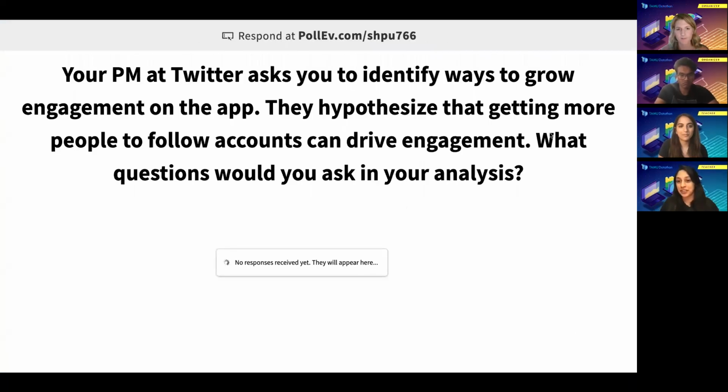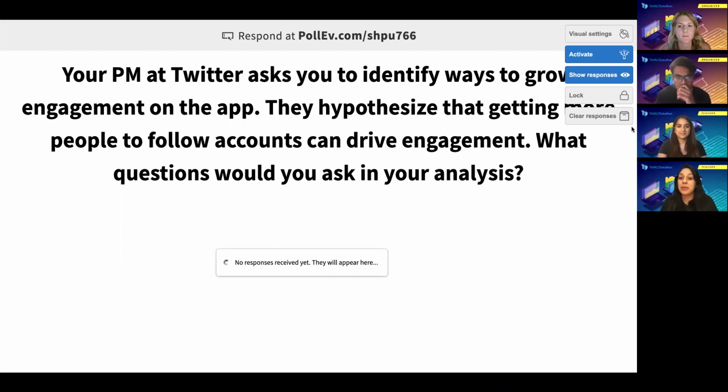So for the first example, your PM at Twitter asks you to identify ways to grow engagement on the app. They hypothesize that getting people to follow accounts can drive engagement. What key questions would you ask in your analysis? And remember from our scoping slide that these key questions should really guide how you break down the data and what methods you follow up with. So think in terms of how would you really solve this problem? And how would you either validate or disprove this hypothesis?